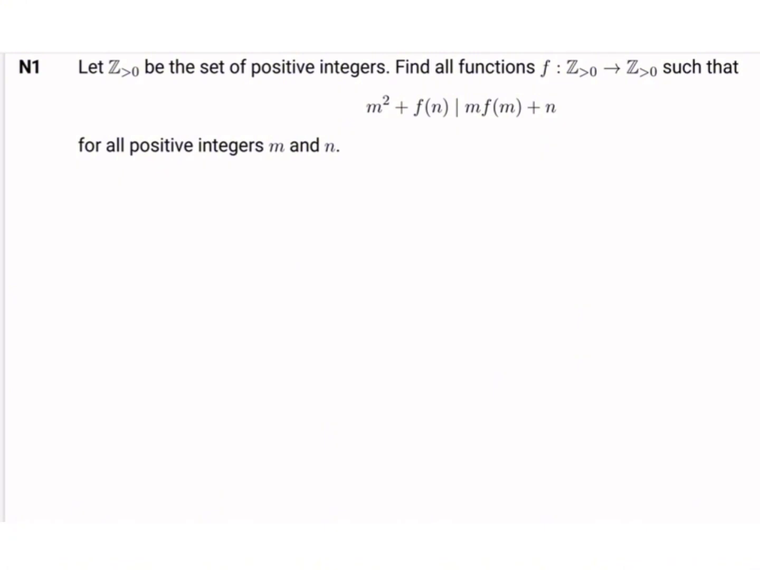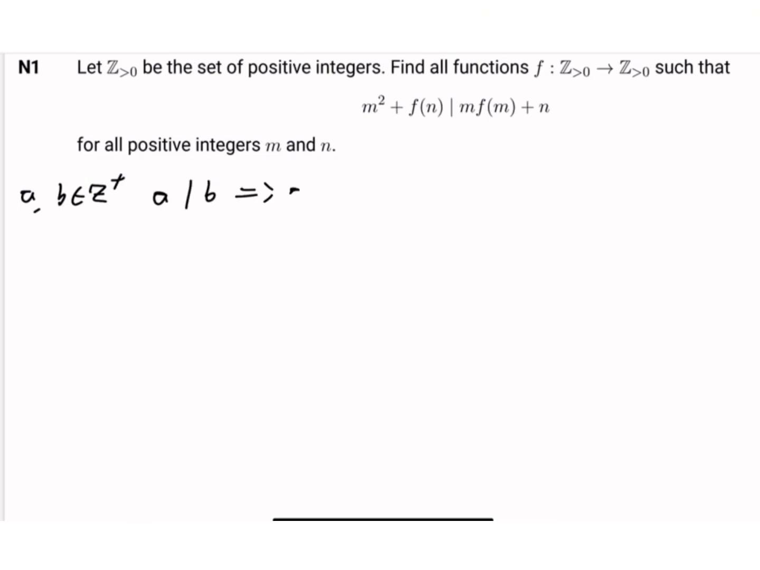First, before starting, we need to know two facts. One of them is, a and b are positive integers. Then, if a divides b, we know that a is smaller than or equal to b. The other fact that we will use is that if a divides b and b divides c, we know that a also divides c.